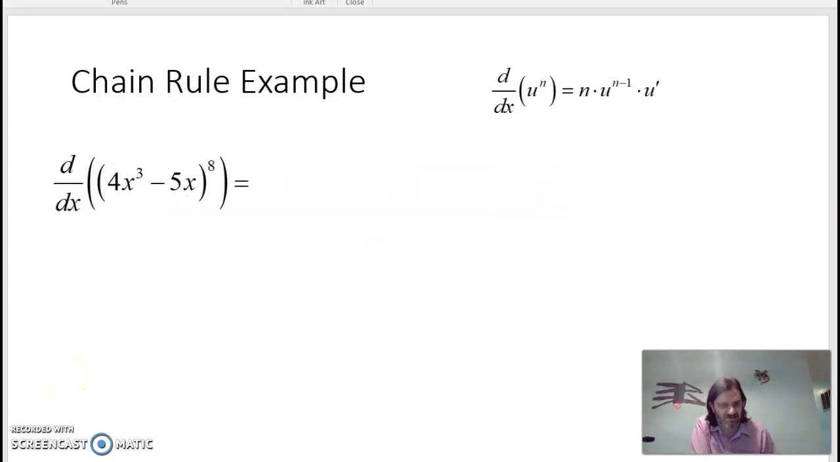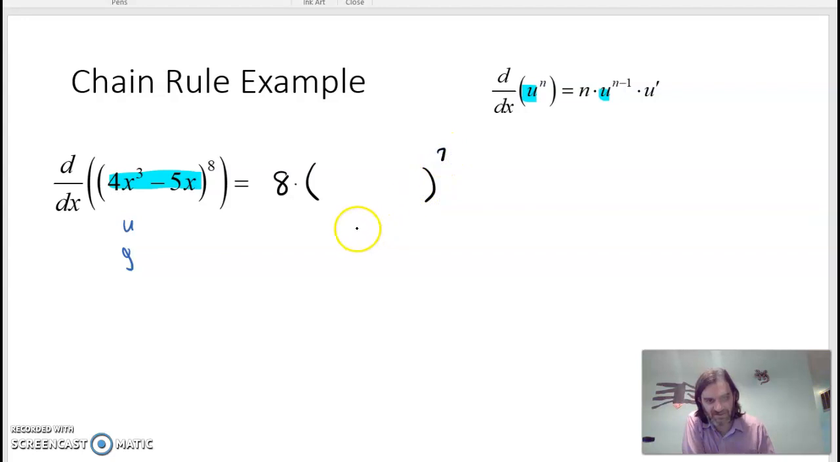Another example we've worked was the quantity of 4x cubed minus 5x all to the 8th. Before, we let this 4x cubed minus 5x be g, now we're just going to call it u. We're just going to handle that as either u or g, whatever you want to call it. But the actual f here is something to the 8th. So the derivative is 8 times something to the 7th. The u goes back in there. We'll tack on the u prime.